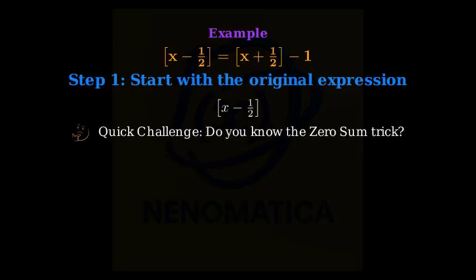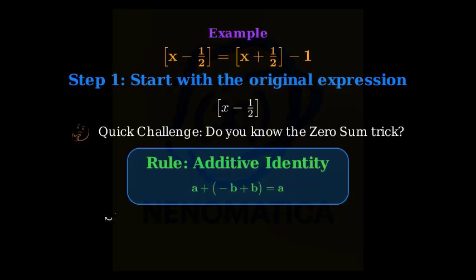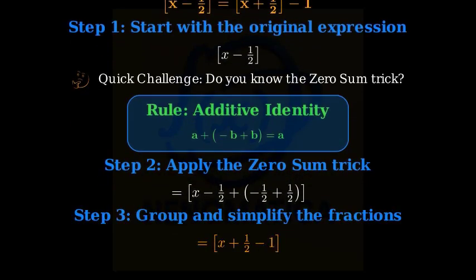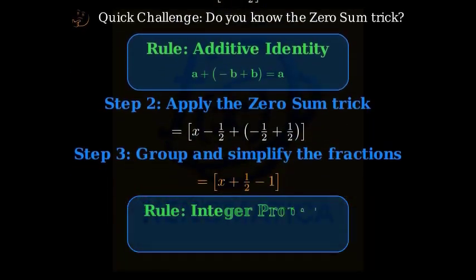We use the additive identity idea. Adding and subtracting the same quantity is adding 0, then apply it inside the floor. Now group and simplify. Combine the two negative halves to get -1, and pair the positive half with x. A key floor function rule says shifting by an integer k can move outside the brackets. We apply it with k equals -1.